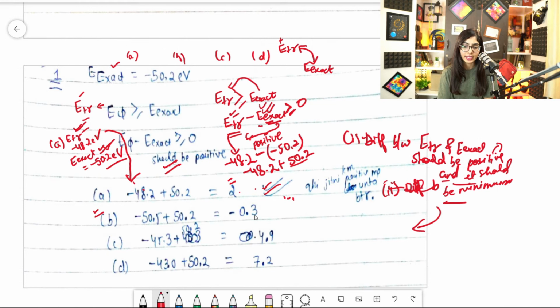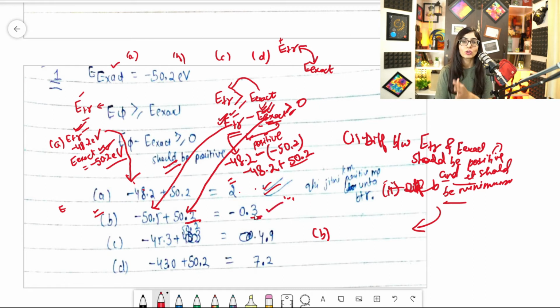Okay, B option is there. So B option means E trial wave function, same in this manner only. E trial minus E exact. E trial now is minus 50.5 according to the option, and E exact, it would be positive only, because minus minus positive, it will become like this, and when I solve this, it will become minus 0.3. Clear? Okay, I got it. Guys, I'm just calculating it, and I'll tell you about the final solution when I'm done with every option.